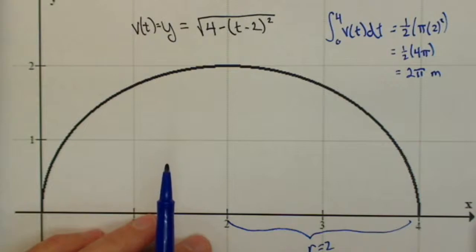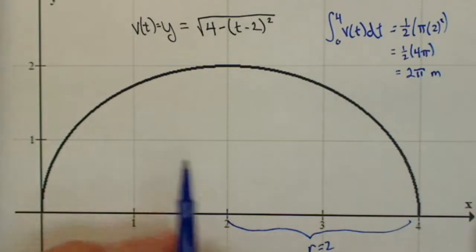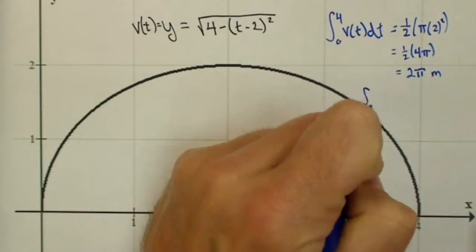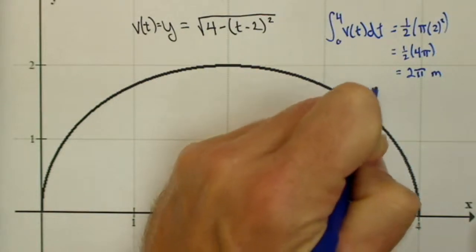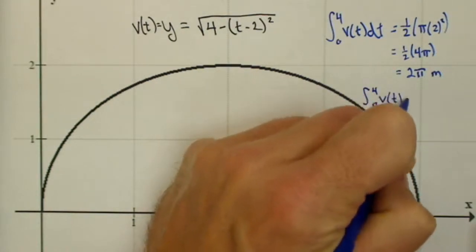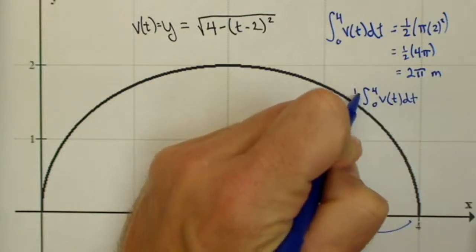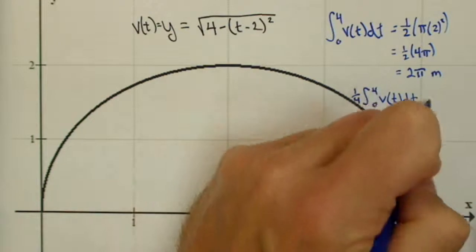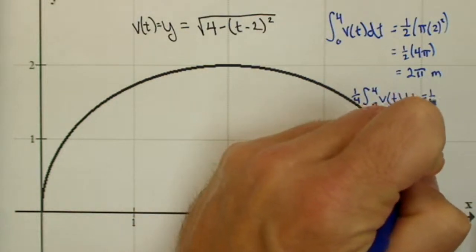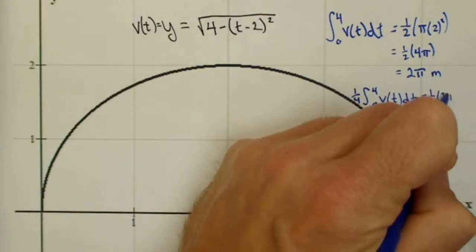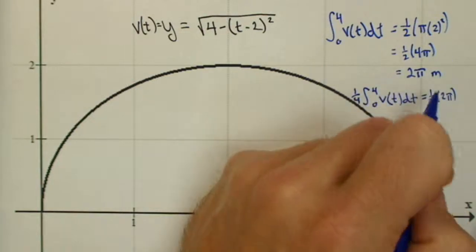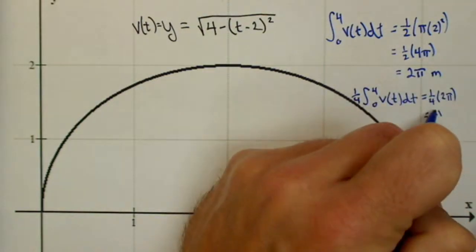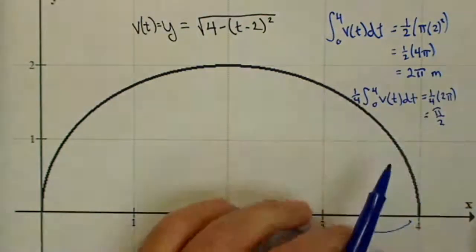Now, what about getting the exact average value of the function? Well, that's going to be the integral from 0 to 4 of v of t dt, and we're going to take 1/4 of that. 4 minus 0 is where this 4 is coming from right here. So it's basically 1/4 of our 2 pi, which gives us pi over 2.